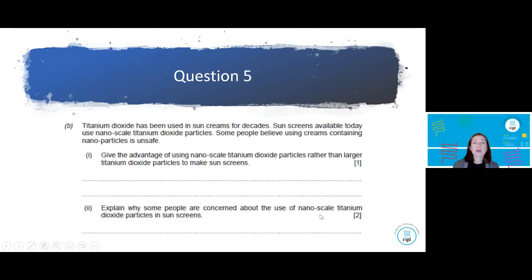Right, we've reached the halfway mark with the questions now. We're on question number 5. Titanium dioxide has been used in sun creams for decades. Sunscreens available today use nanoscale titanium dioxide particles. Some people believe using creams containing nanoparticles is unsafe. So part 1, give the advantage of using nanoscale titanium dioxide particles rather than larger titanium dioxide particles to make sunscreens. And part 2, explain why some people are concerned about the use of nanoscale titanium dioxide particles in sunscreens. Okay, so there's 3 marks in total for these two.